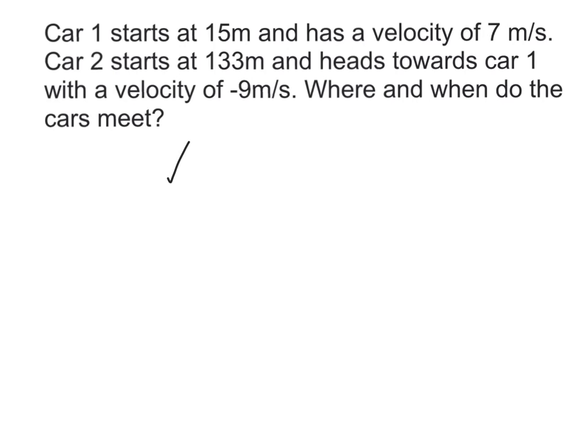Here's a typical problem. Car 1 starts at 15 meters and has a velocity of 7 meters per second. Car 2 starts at the 133 meter mark and heads towards car 1 with a velocity of negative 9 meters per second. Where and when do the cars meet?